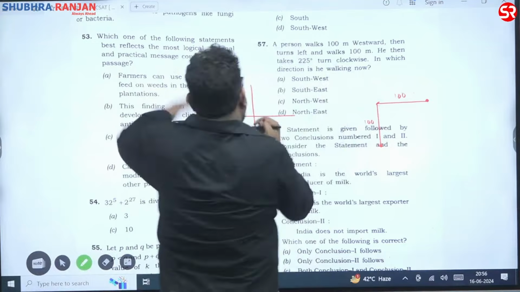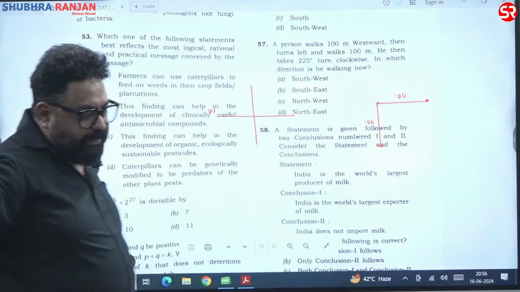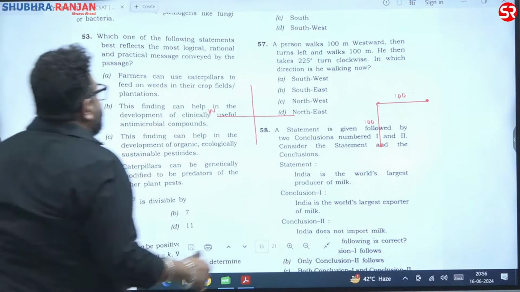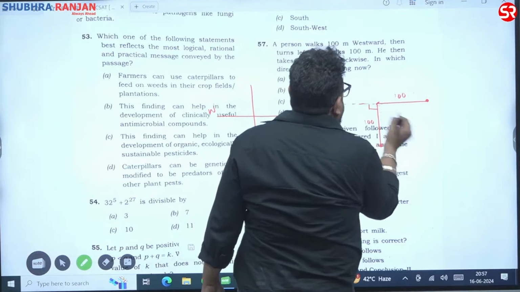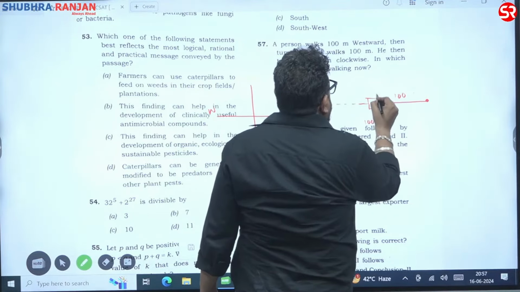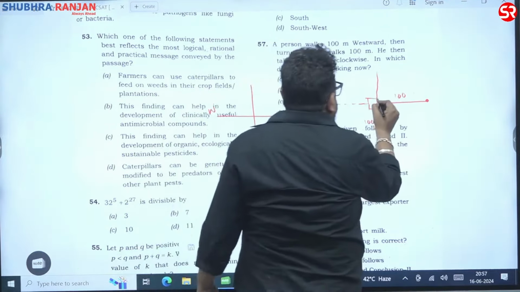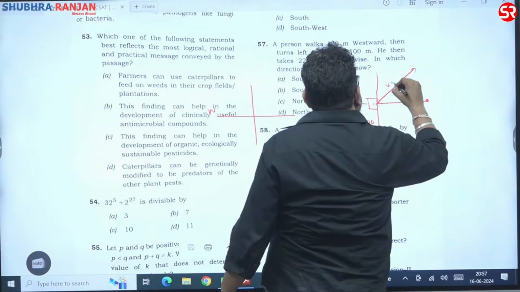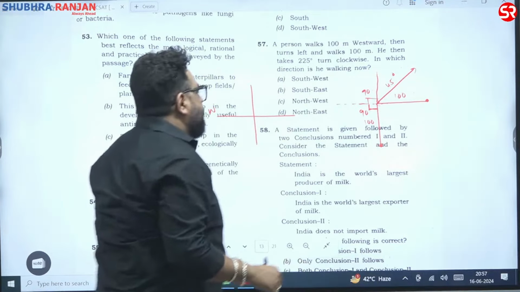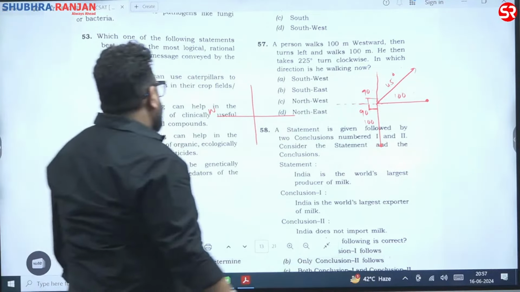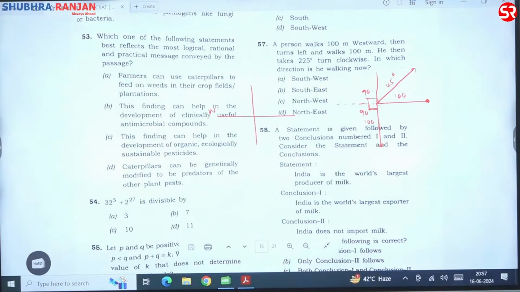So 225, what is 225? 90 plus 90 plus 45, isn't it? So you will see from here 90 degrees, then another 90 degrees, and then 45 degrees. 90, 90, 180 plus 45, isn't it? So now you see this, from here he went west, so which direction is this going to be?